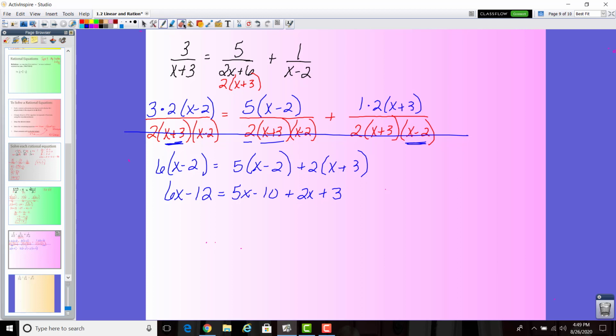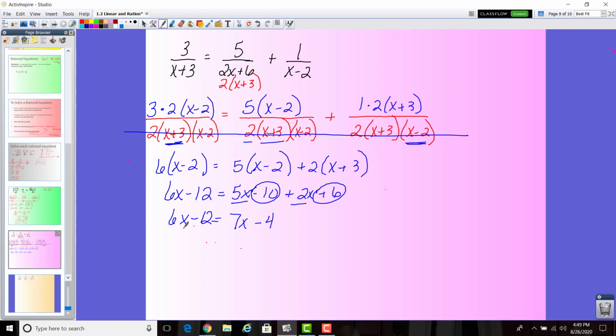2x plus 6. Goodness gracious, this is what happens when you spend all day in the pool. All right. Combine like terms. The expression on the left is combined. The expression on the right is not. 5x and 2x does give me 7x. Negative 10 and positive 6. If I have $10 and I spend 6 of it, I still have negative $4.